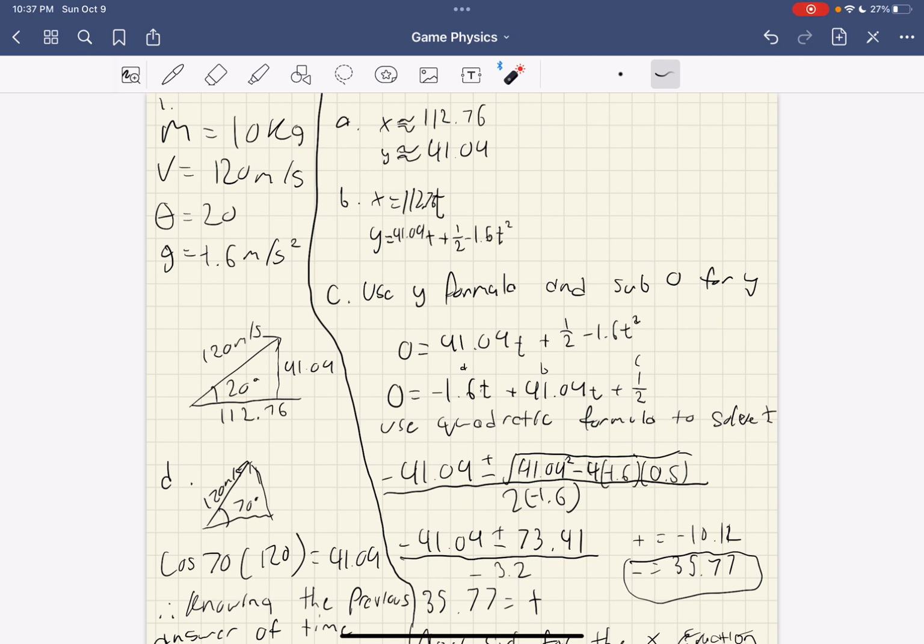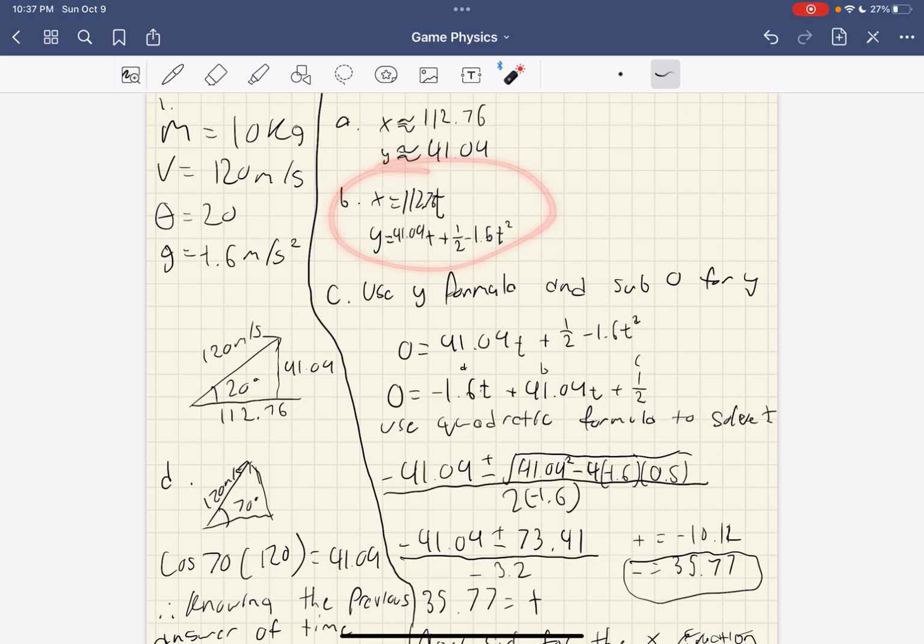So it's 112.76 and 41.04. I use 2 decimal points because in previous physics assignments I've done in the past, we've only gone to 2 decimal points, and it is not stated in the rubric how many we have to use. Moving on to B, we have these two formulas.